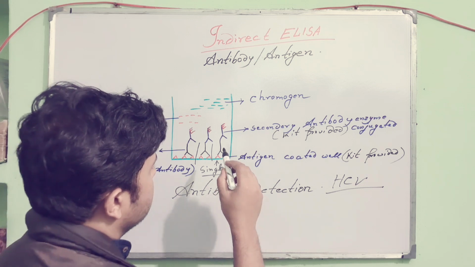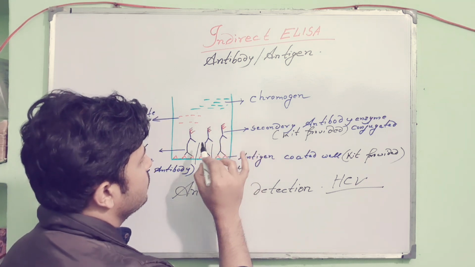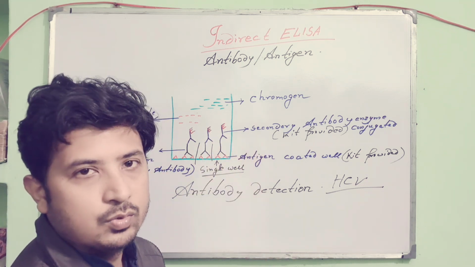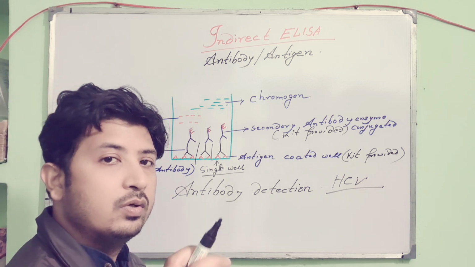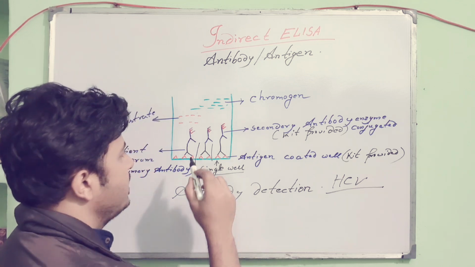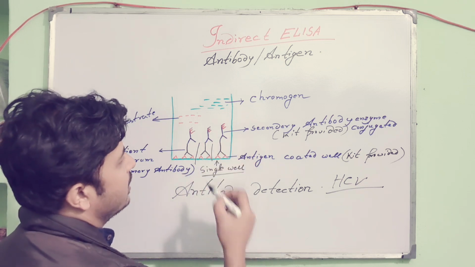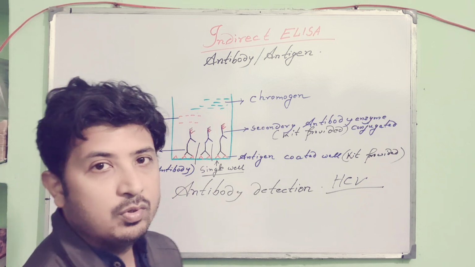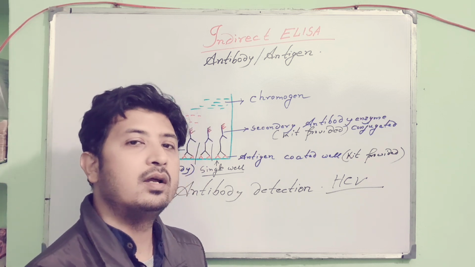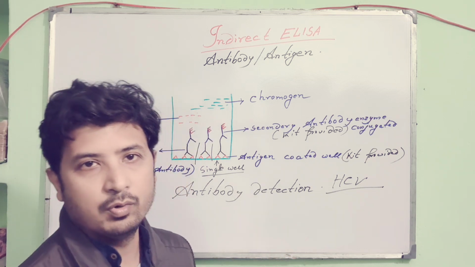These enzyme conjugated antibodies will bind to the primary antibodies which are already bound to the antigen coated into the wells. So, antigen, primary antibody, secondary antibody. We have the complete complex now. Then again we have to incubate and wash out all the unbound enzyme conjugated antibodies.